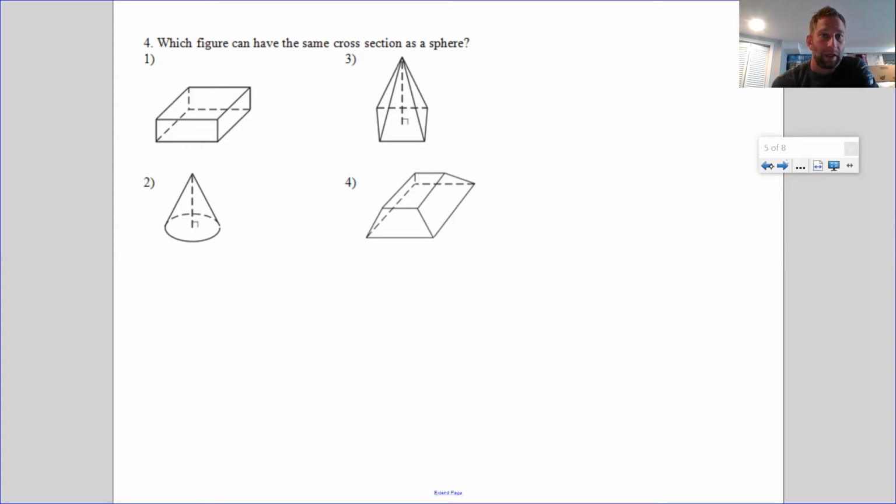Okay. Number 4, which figure can have the same cross section as a sphere? Well, a sphere can only have a circle as a cross section. That's really sloppy, sloppy even for me.